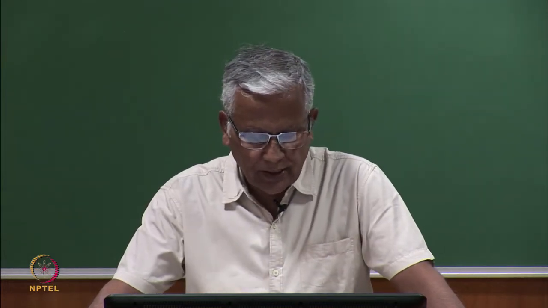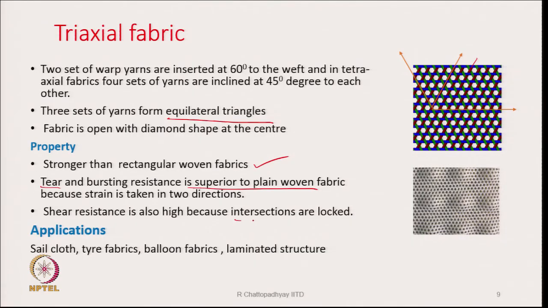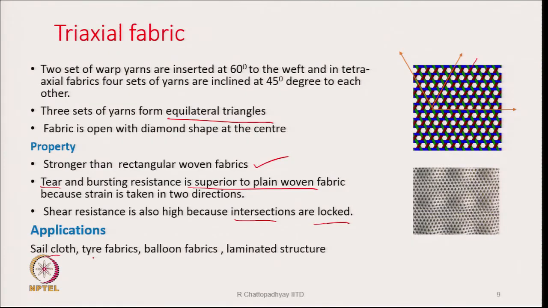Shear resistance is also very high because intersections are locked. At every intersection, 3 yarns are passing over each other. So, every intersection gets locked, and it is difficult to shear. That is another interesting property of triaxial fabrics, and where are they used? They are used in sailcloth, tire fabrics, balloon fabrics, and other laminated structures which are used for different types of technical applications.